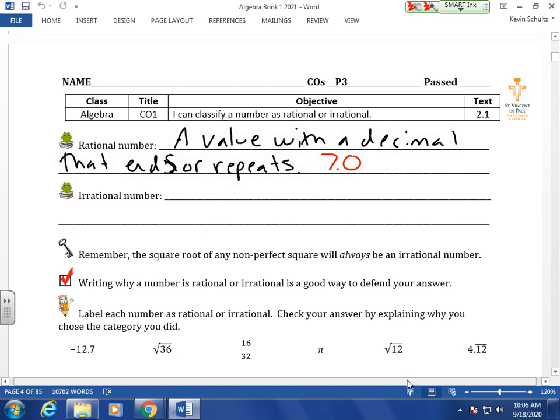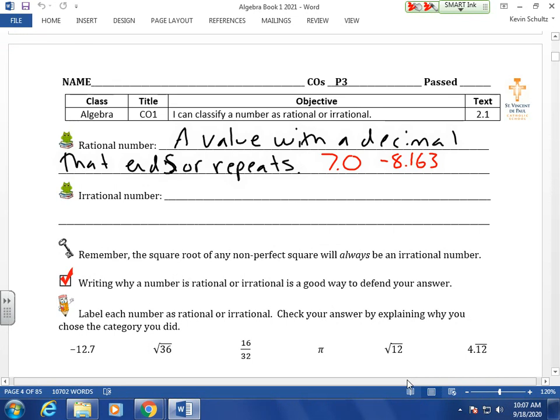In fact, we don't even have to write it as a decimal. It could just be 7. But it ends. It's done. So that would be a rational number. Something in decimal form. How about negative 8.163? Is that rational? Does the decimal repeat? It ends, right? Negative 8.163. Done. So that would also be an example of a rational number.